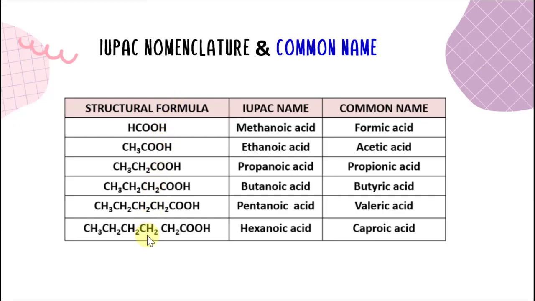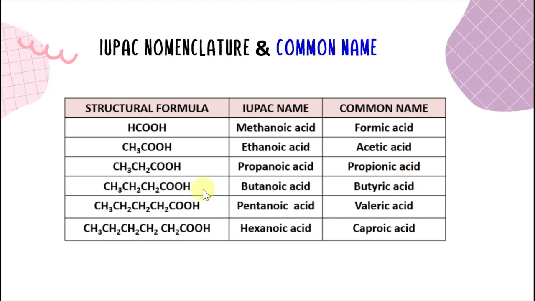The first 6 aliphatic carboxylic acids are well known by their common names. If we have only one carbon, the IUPAC name will become methanoic acid and the common name is formic acid. For 2 carbons, the IUPAC name is ethanoic acid and the common name is acetic acid. For 3 carbons, we have propanoic acid, the common name is propionic acid.